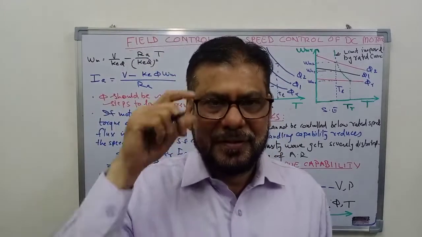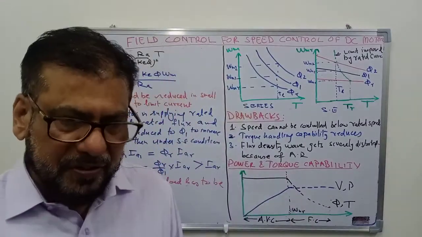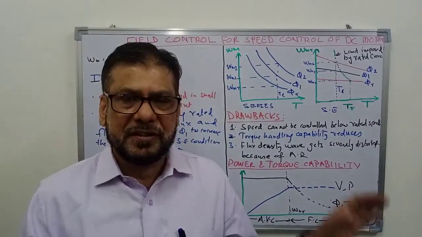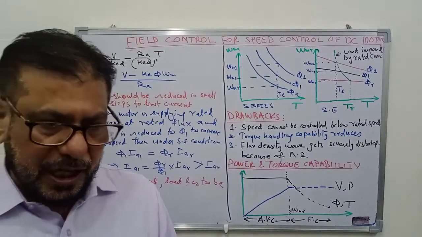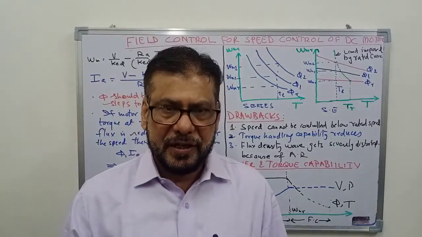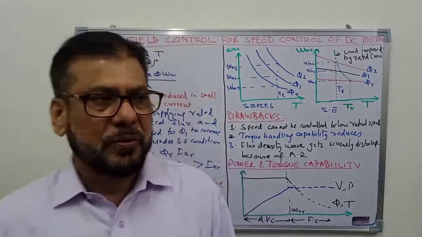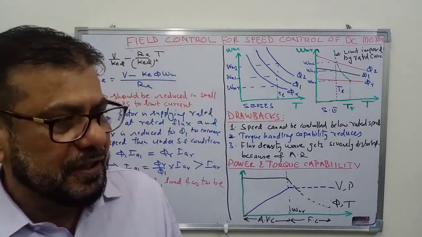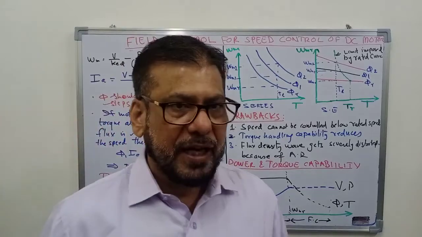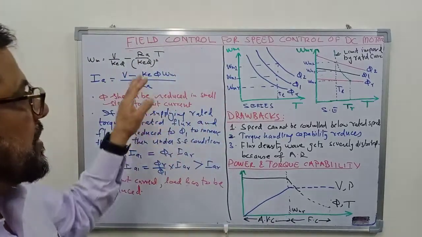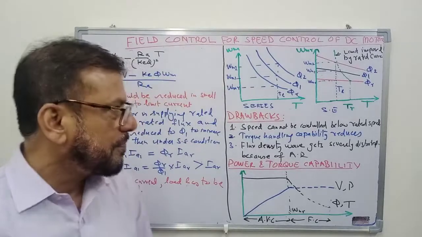Hello students. In my previous lecture, I discussed the various methods of speed control of DC motor: armature voltage control, field control, and armature resistance control. We discussed in detail the armature voltage control, but today I will discuss the field control method in detail.